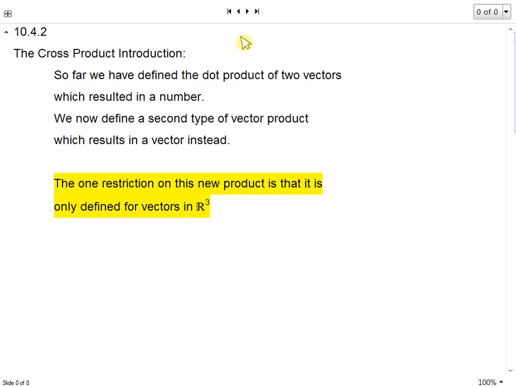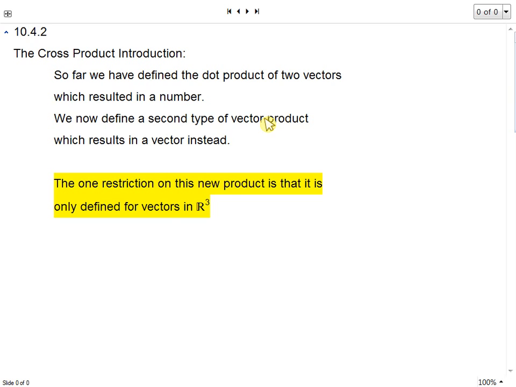All right. We know the dot product. The second type is the cross product. We have to pay attention to the fact that the cross product is only defined in three-dimensional space. So in 2D, there is no cross product. In 2D, there is a dot product. In 3D, there is a dot product, but cross product only exists in 3D.